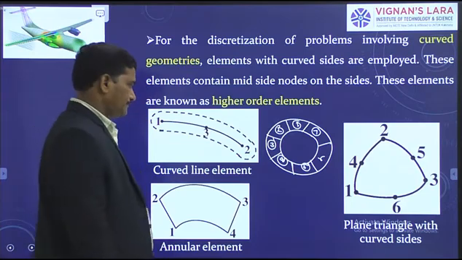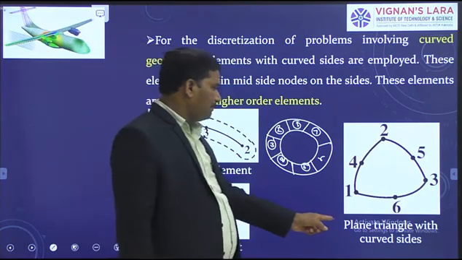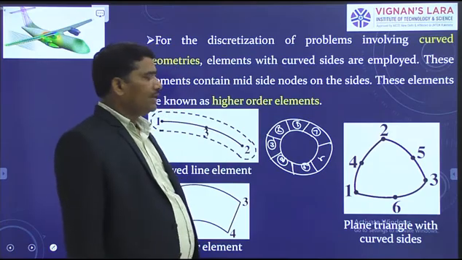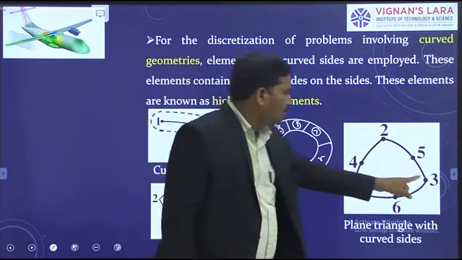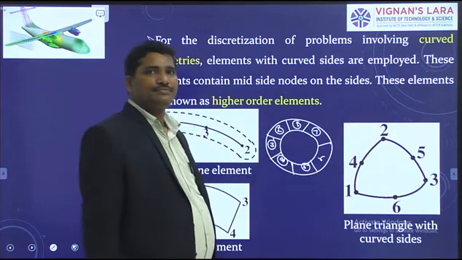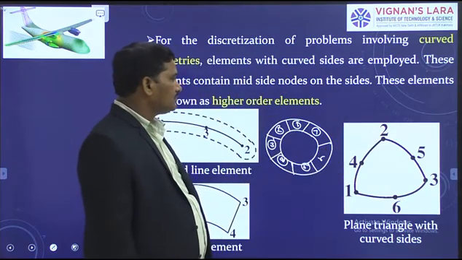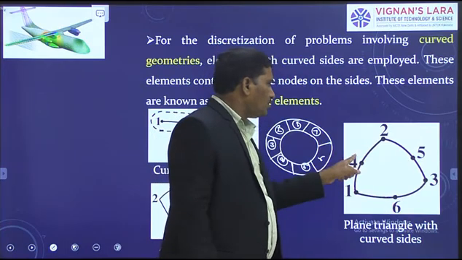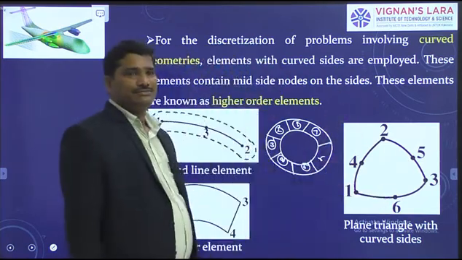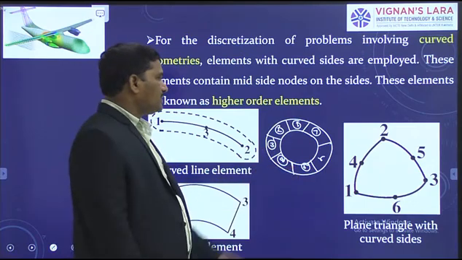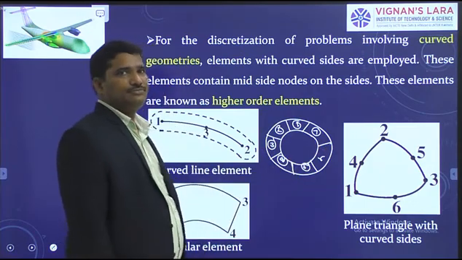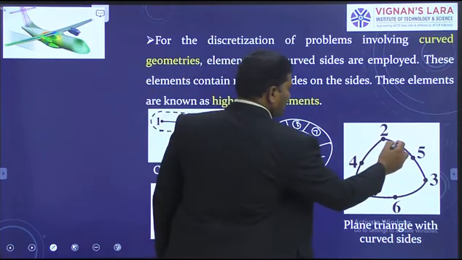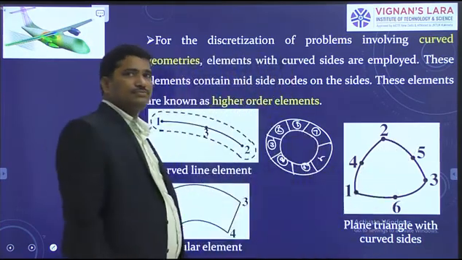Okay, next one. Next one is a plane triangle with curved sides. It has 3 nodes at the corners and 3 nodes at the midsections. In total, how many nodes are there? 6 nodes. In total, 6 nodes are there. This is a plane triangle with curved sides.